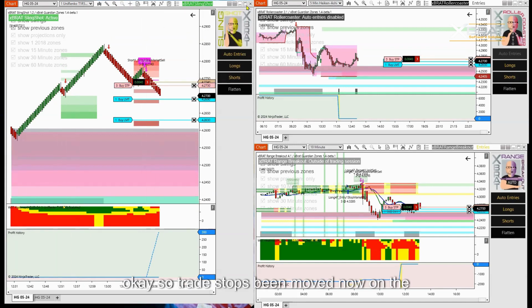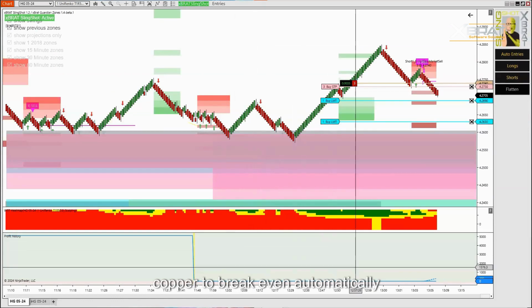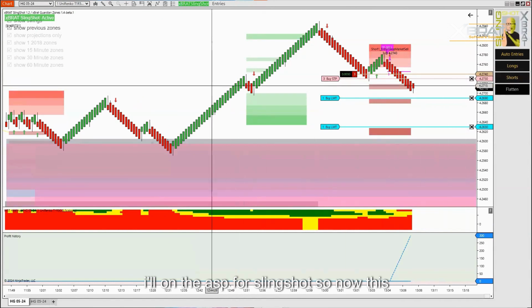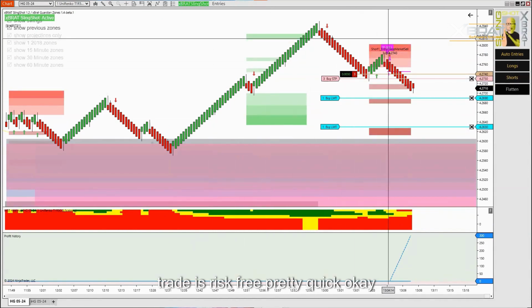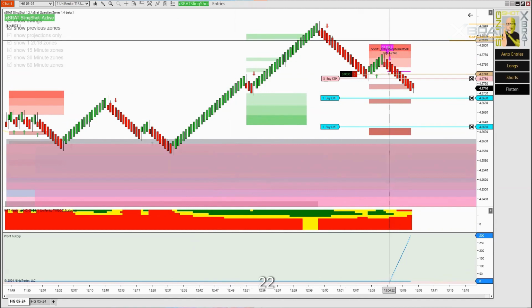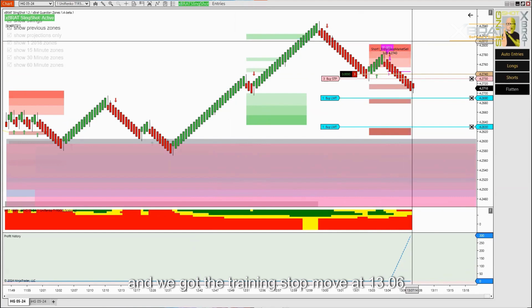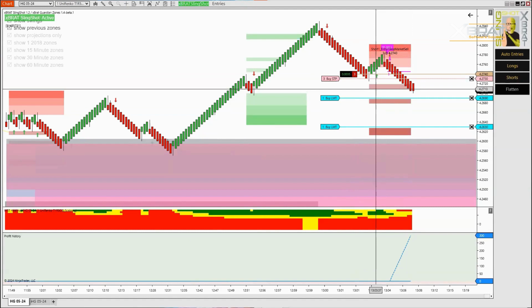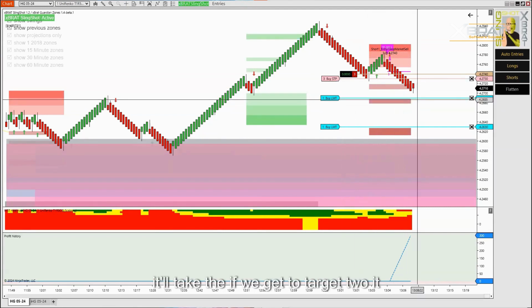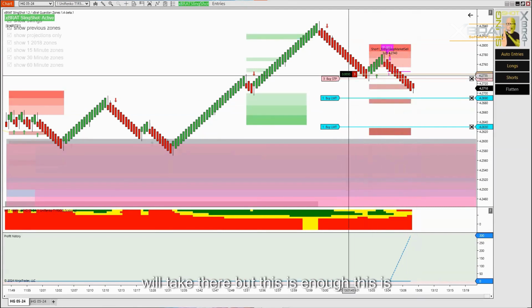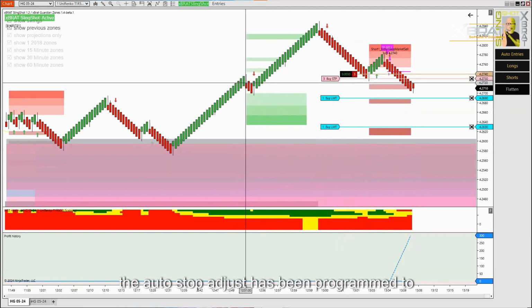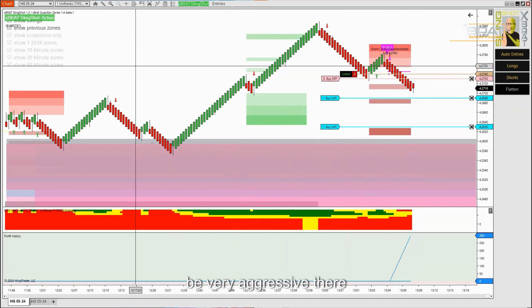Okay, so the trading stop's been moved now on the copper to break even automatically on the ASB for Slingshot. So now this trade is risk-free pretty quick, okay? We entered at around 1304.22, and we got the trading stop move at 1306. Within 3 minutes, we're risk-free. If we get to target 2, it will take there, but this is a scalping strategy, so the auto stop adjust has been programmed to be very aggressive.